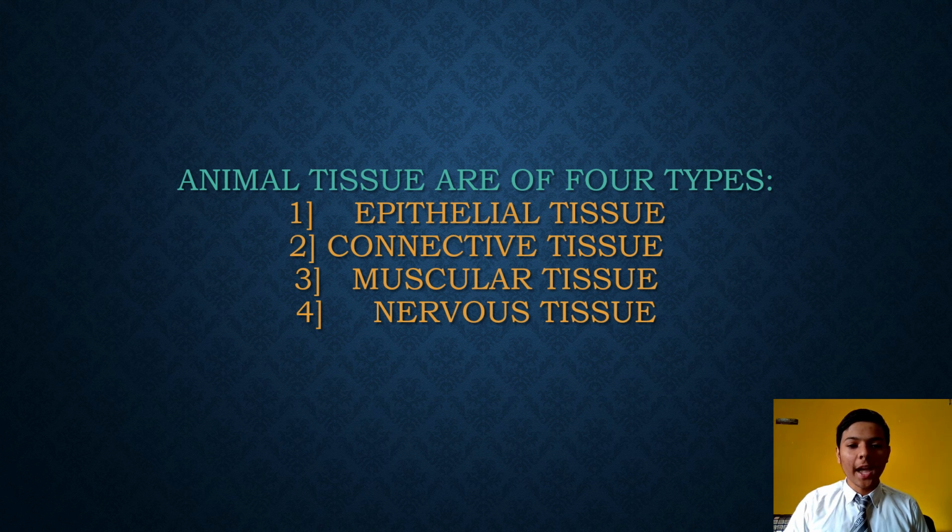So students, animal tissues are basically of four types. First is epithelial tissue, second is connective tissue, third is muscular tissue, and fourth is nervous tissue. So one by one we will study.